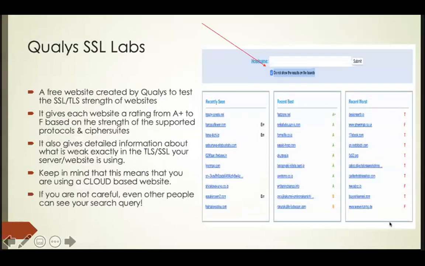Okay, now let's talk about Qualys SSL Labs. Qualys SSL Labs is actually a free website created by Qualys to test the SSL and TLS strength of websites. It gives each website a rating from A+ to F based on the strength of the supported protocols and cipher suites as well. It also gives detailed information about what is weak exactly in the TLS or SSL of your server or website.